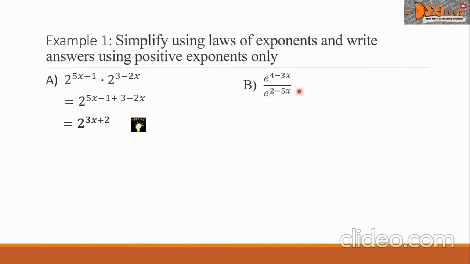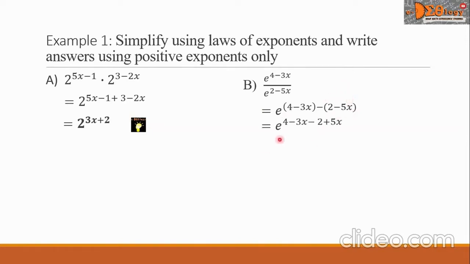For letter B, we have division of exponents with the same base, which is e. So we will subtract the exponents. So we have e raised to 4 minus 3x, then minus the exponent of the denominator, 2 minus 5x. In the next step, we will remove the grouping symbol. In the first group, we can directly remove the grouping symbol, but for the second group, we need to change first the sign of the terms inside this grouping symbol.